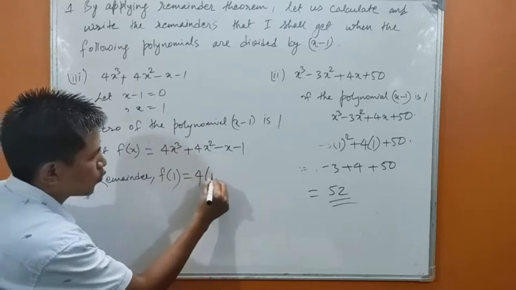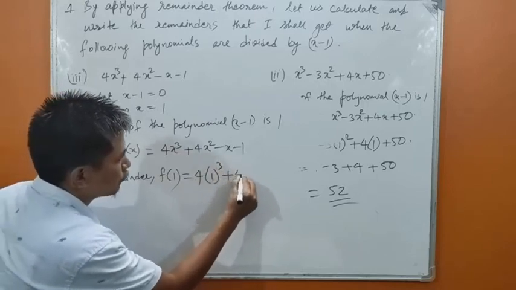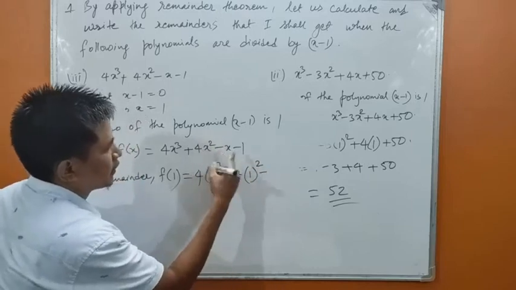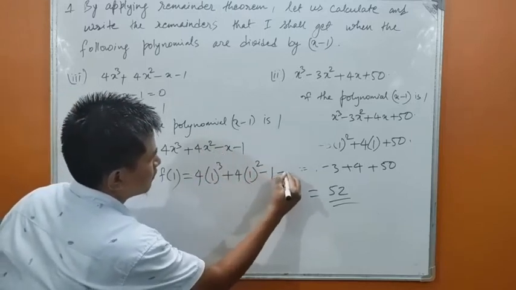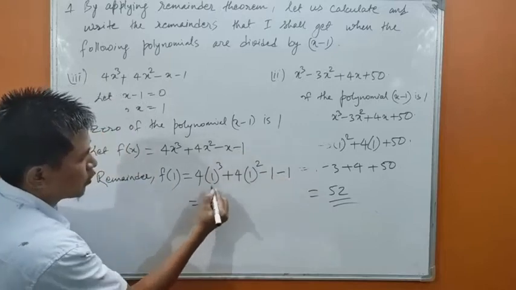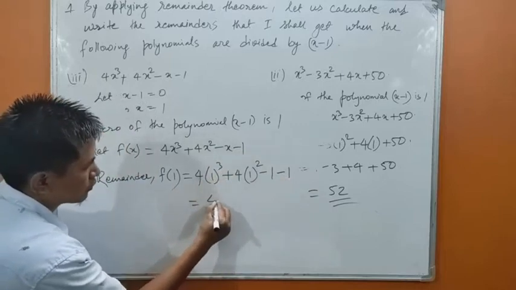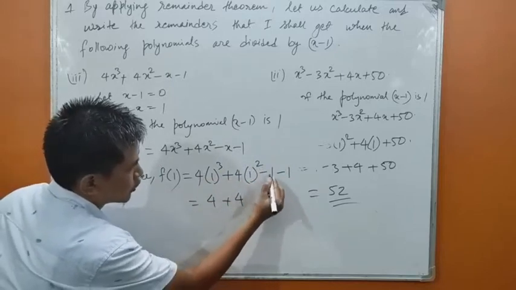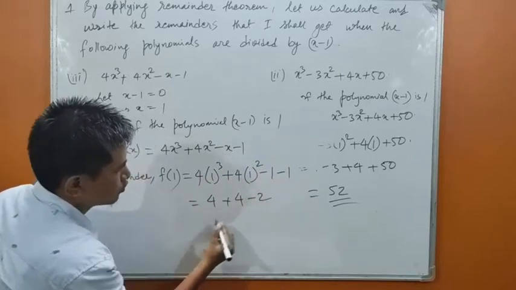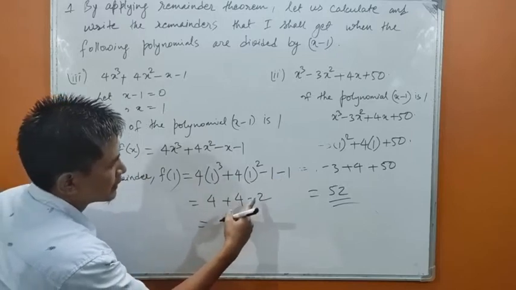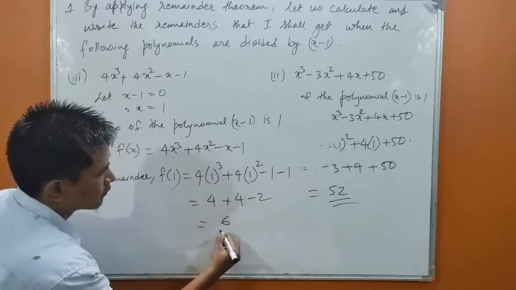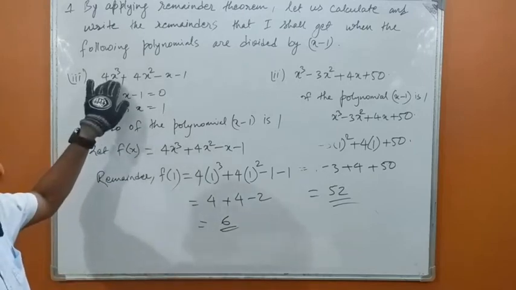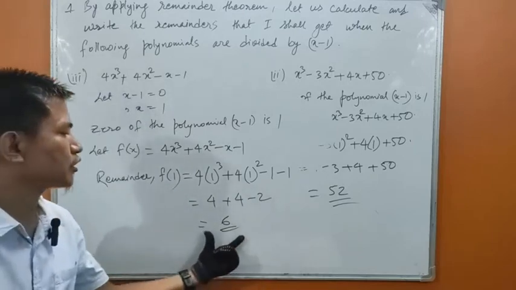4x cubed means 1 cube plus 4x square means 1 square, isn't it? Minus x means 1 minus 1. Okay, 1 cube is 1, 1 into 4 is 4, plus 1 square is 1, 1 into 4 is 4, minus 1 becomes minus 2. 4 plus 4 is 8, and 8 minus 2 is 6. Sign of greater number comes, so the sign will be plus 6. So when this expression is divided by x minus 1, the remainder will be plus 6.